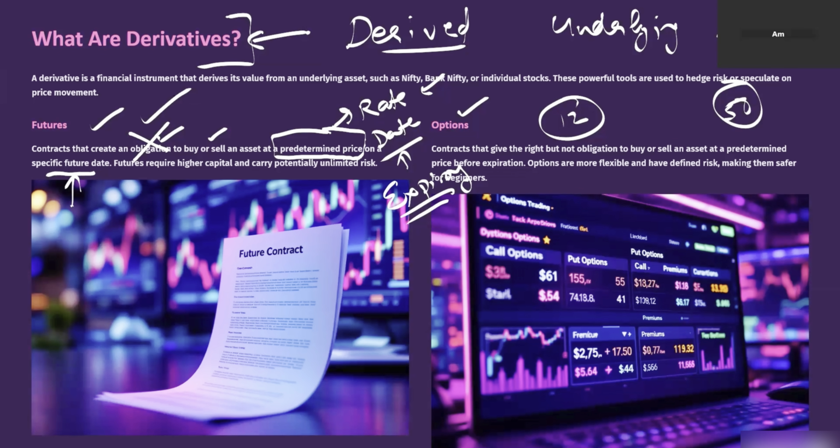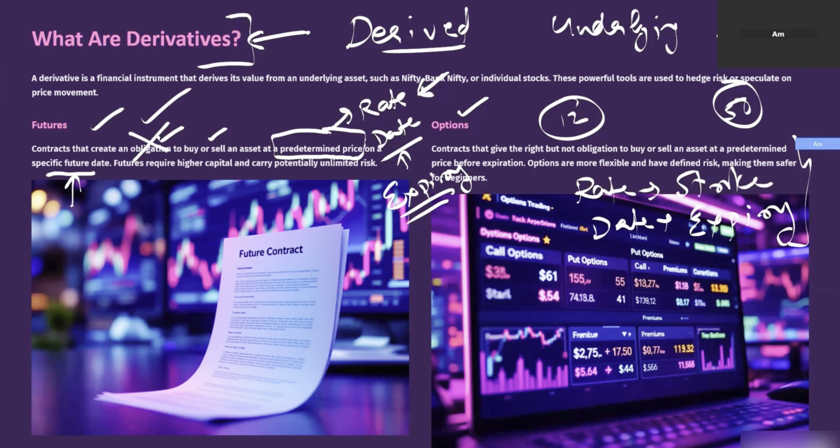So again, based on a predetermined rate and date, that rate is your strike price, right? The predetermined rate is your strike price and the date is your expiry. I hope you got this much. So there's an underlying asset, Bank Nifty. It is based on 12 banking stocks. Nifty is based on 50 stocks, the top larger companies.